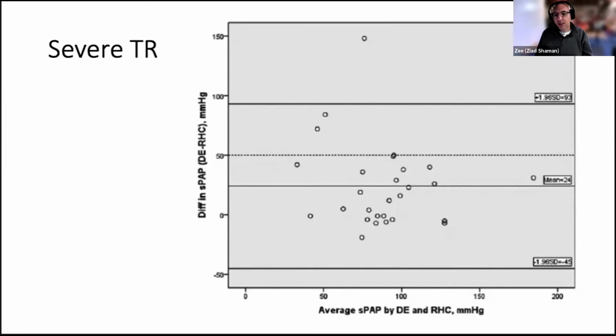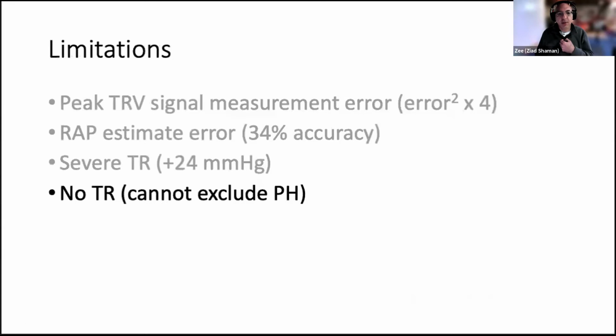Other than severe TR, you don't get that much of a measurement error. Actually, the variability was only 15 millimeters in moderate TR and 3 millimeters in mild TR. So severe TR is a problem. That's why putting the color map on with Doppler is important to decide if the person has severe TR.